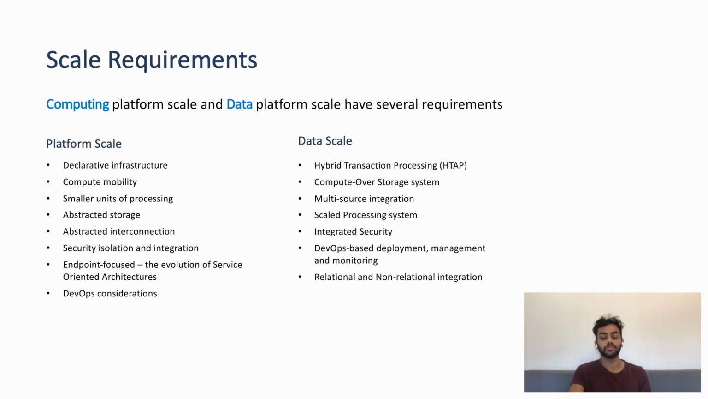So from a data scale perspective, this is where you really need to be able to do things in an efficient way. So if you have gigabytes of data or petabytes or terabytes, then you need to be able to interact with that data in a secure and highly performant way. And so we have things like an HTAP processing system, we have the compute over storage ability, and we have just in general a lot of integration around security and management and monitoring to help you really make sure that the system is performing the way you need it to.